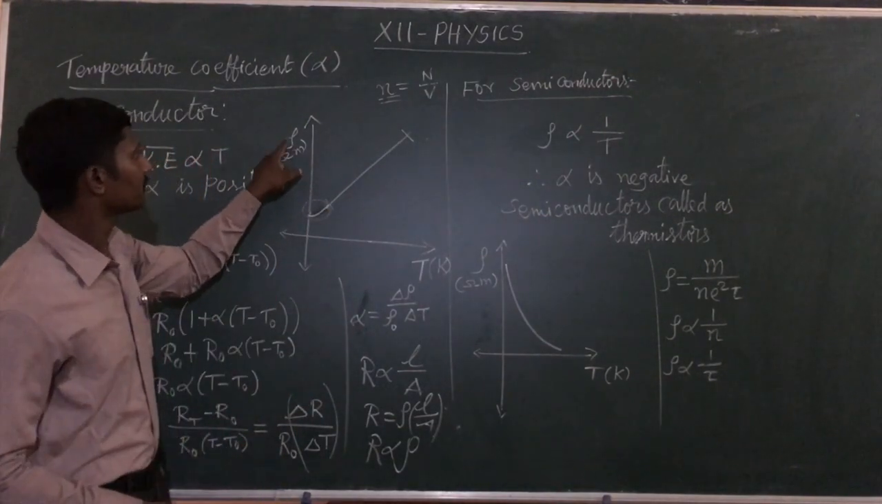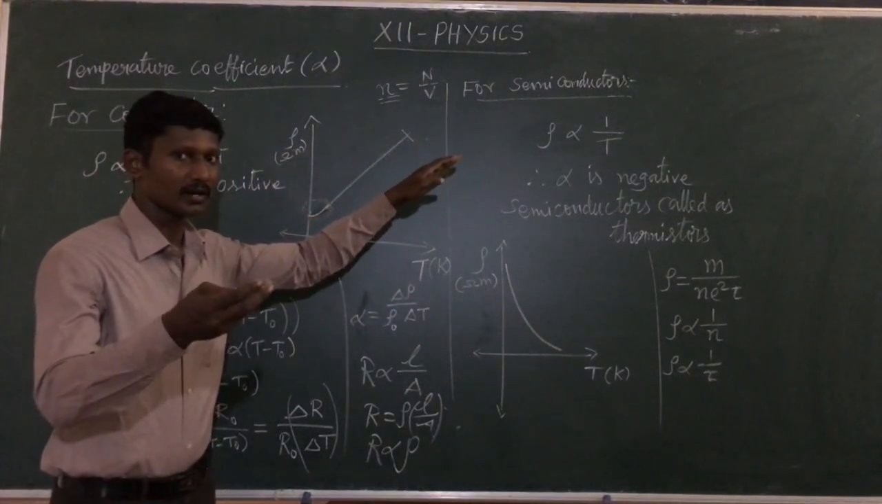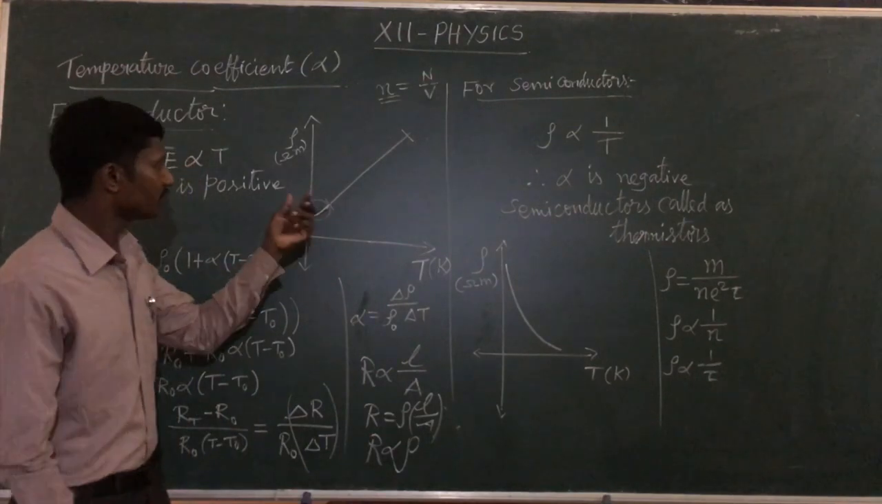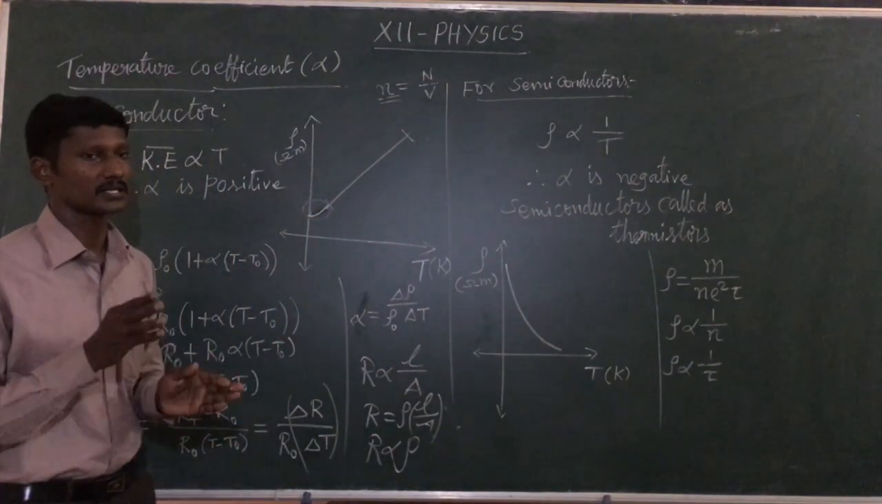So this is the graph between resistivity and temperature. It is linear for a large range of temperature, but at very low temperature the resistivity is not linear, it is non-linear.